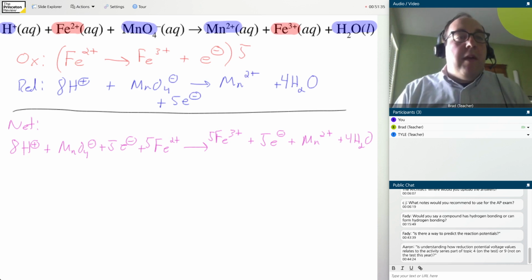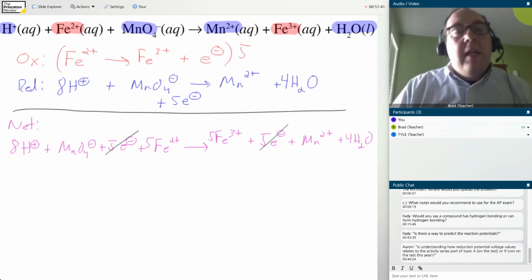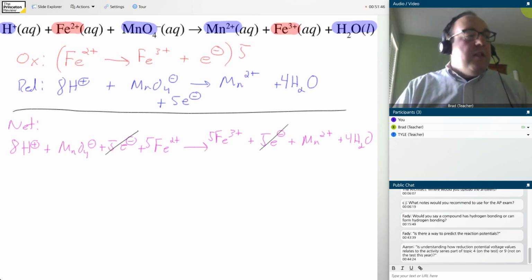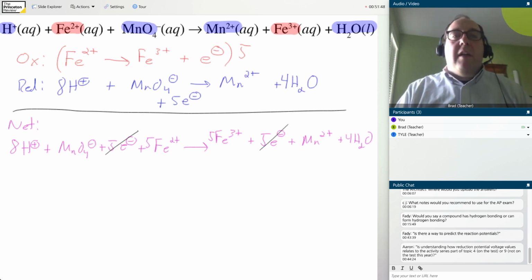What I'm then going to have to do is cross out things that cancel out. So for example, my 5 electrons cancel out on either side here. It's not just the electrons which have to cancel. Other things could, but in this case, it's only the electrons that cancel, and that's going to give me my balanced reaction after I eliminate those electrons. So I got the 2 half reactions here, my oxidation, my reduction. I smushed them together to get to the net reaction.